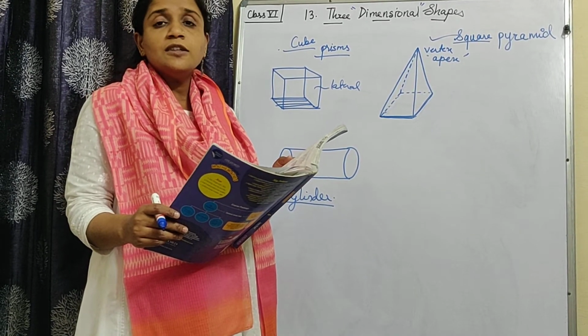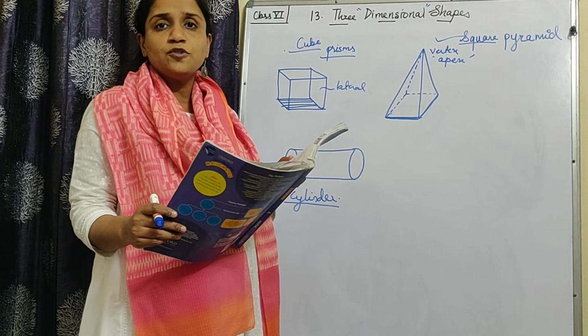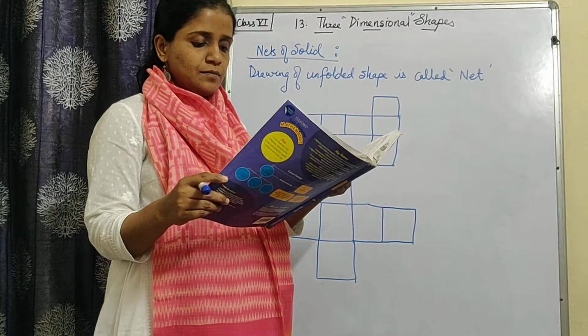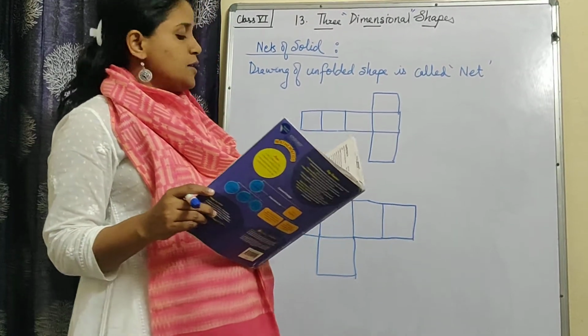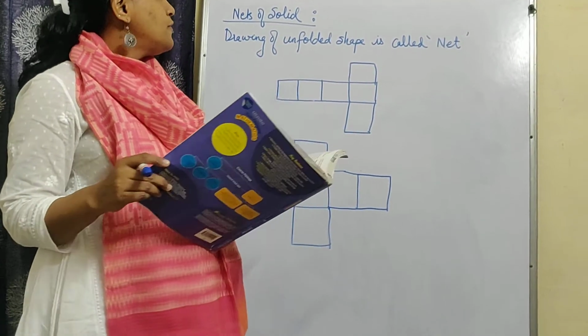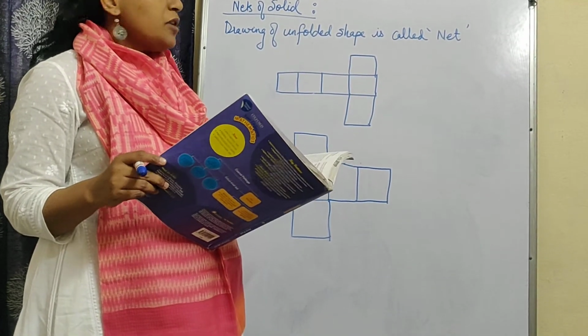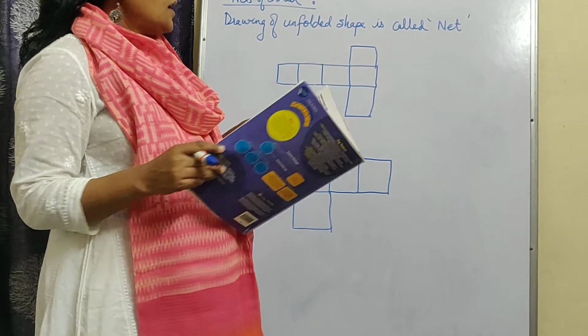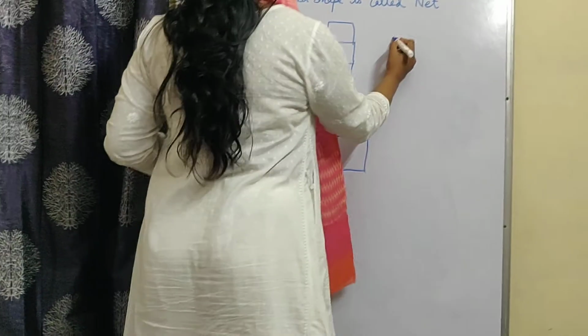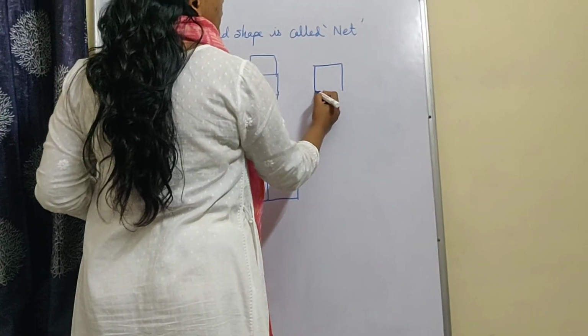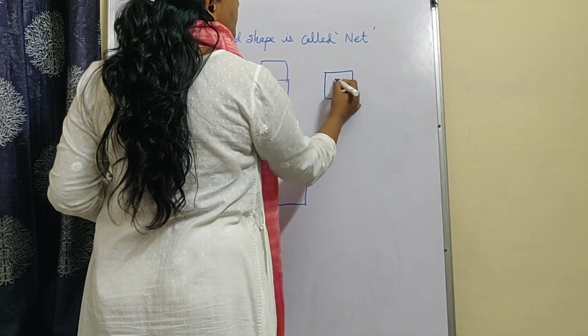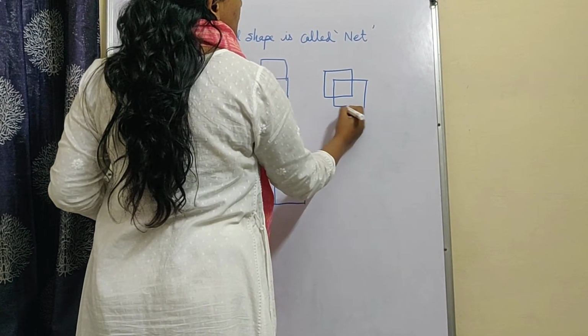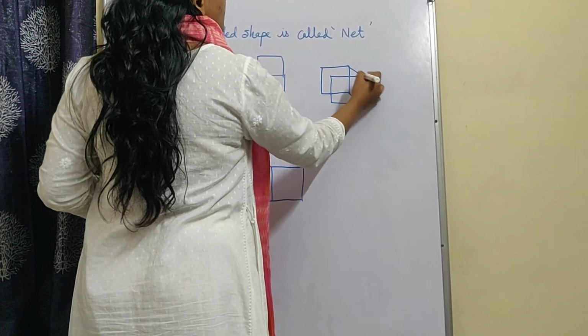Now let's go to the next part of the chapter, that is nets of solids. Now what do you mean by nets of solids? Now you have this cube. I am making a cube for you. Very easy to make, children. Okay, this is our cube.